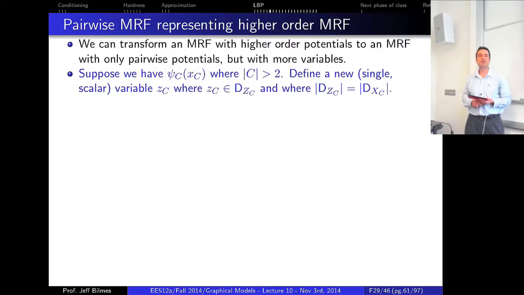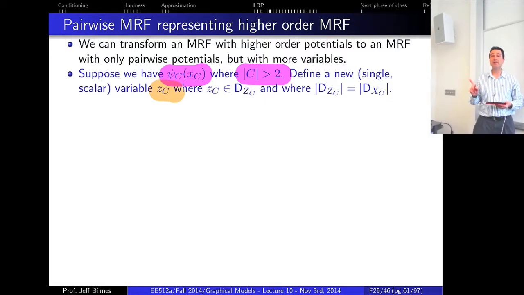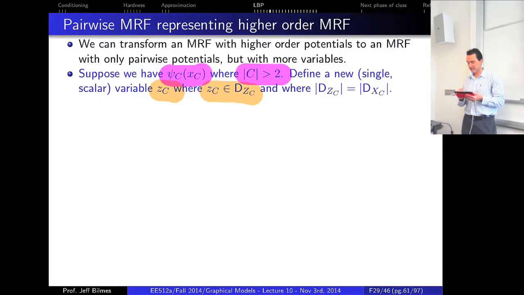Suppose we have this higher order potential, psi of x sub c. We're saying that it's higher order, which means that its number of variables is strictly greater than 2. For that potential, we're going to create a new variable, z sub c. This is a scalar variable, not a vector of variables. z is a scalar in some domain. The only constraint is that the size of the domain for z has to be equal to the size of the vector domain for x of c.